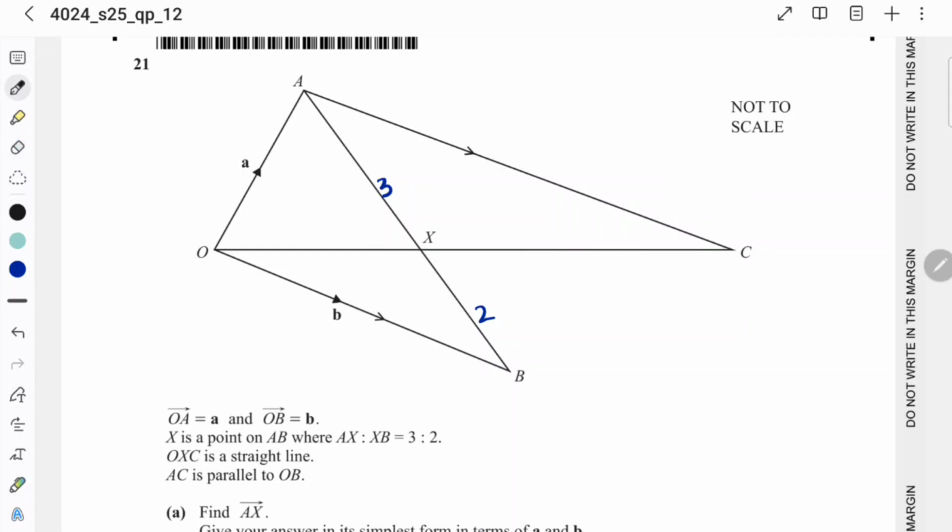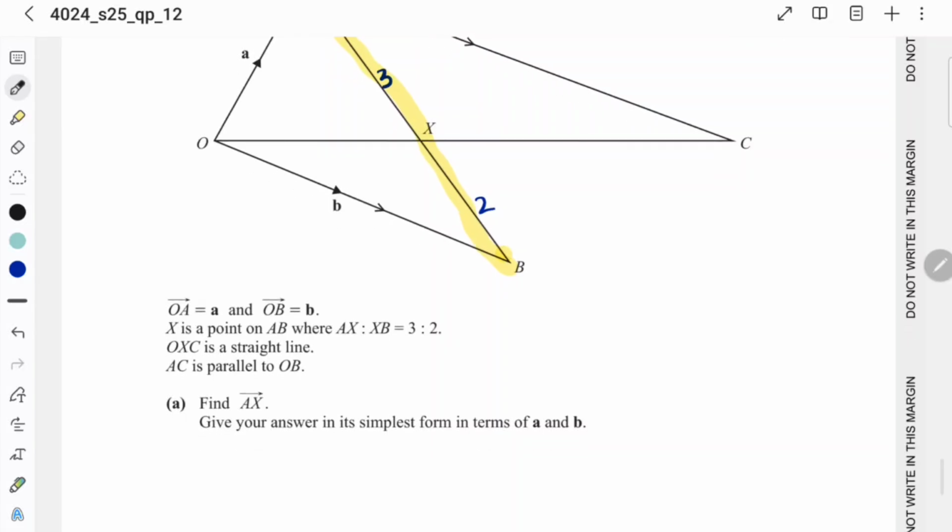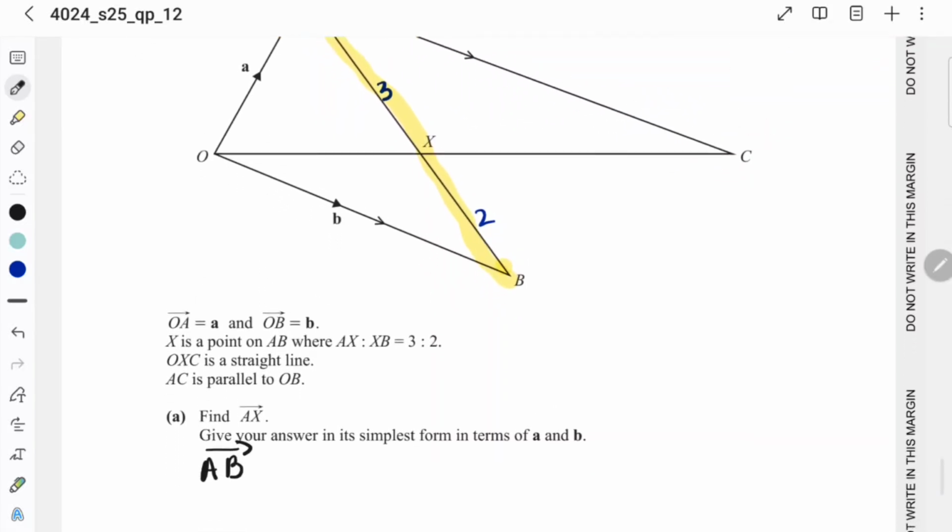Okay, now AX is required in the first part. AX simply is required. So why not find the whole AB, and then we can easily find the value of AX. If we find AB, AX will be equal to 3 over 5 times it. So simply find the whole length. So AB is equal to OA plus AB.